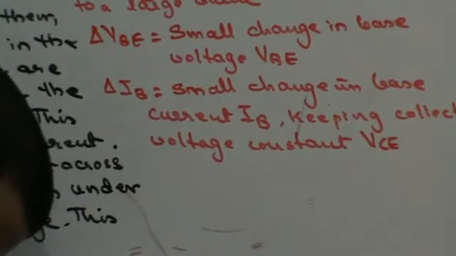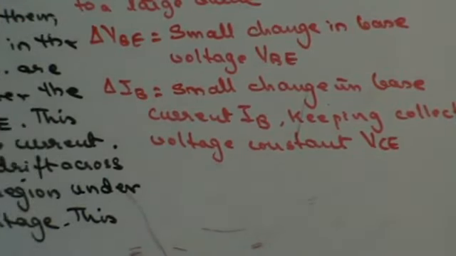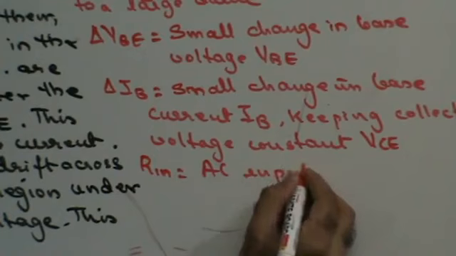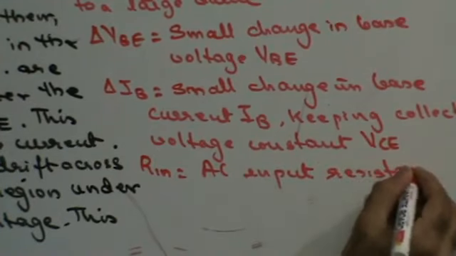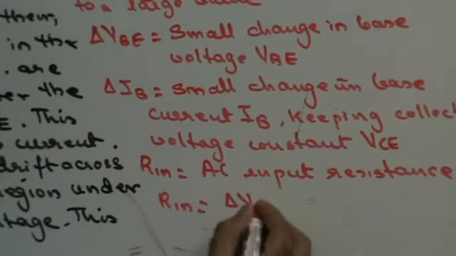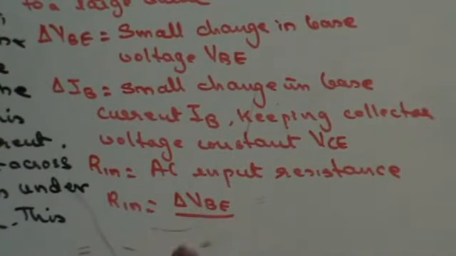Now in that case I can say that the AC input resistance RIN is given by the formula delta VBE upon delta IB, when the collector emitter voltage VCE is kept constant. Fine, do you get this thing clear? So this is going to be my AC resistance to the input signal that is sent in. Fine, do we get this thing clear?